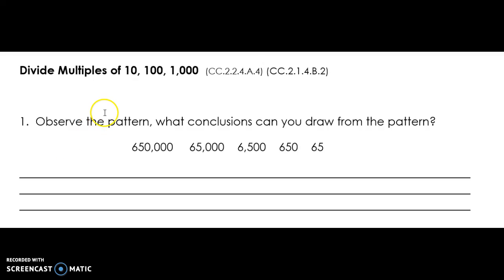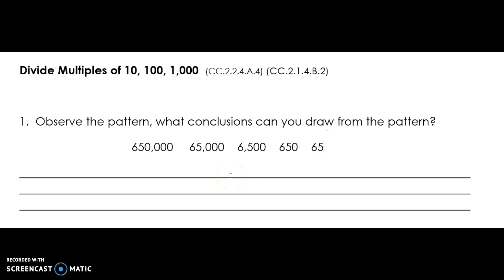The first problem asks you to divide multiples of 10, 100, or 1,000. If you were to observe the pattern, what conclusions can you draw? We go from 650,000 to 65,000 to 6,500 to 650 to 65. First off, what number is being added on every single time? Or in this case, taken away every single time? It's a 0. First you have 4 zeros, then you have 3, then you have 2, 1, and 0.